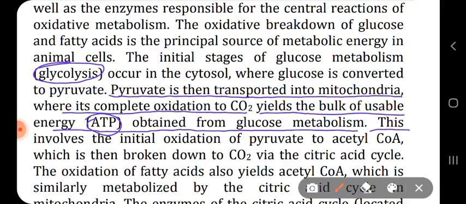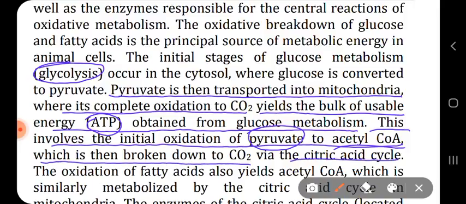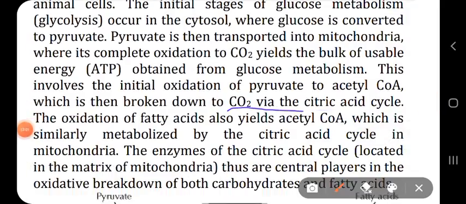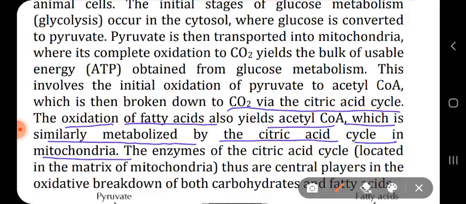Now this involves initial oxidation of pyruvate to acetyl coenzyme A. So the pyruvate that we obtain from glycolysis will be oxidized into acetyl coenzyme A, which will be further broken down to CO2 via citric acid cycle. And with the help of this same process, oxidation of fatty acid also occurs, which will yield acetyl coenzyme A, which will be similarly metabolized by the citric acid cycle within the mitochondria.